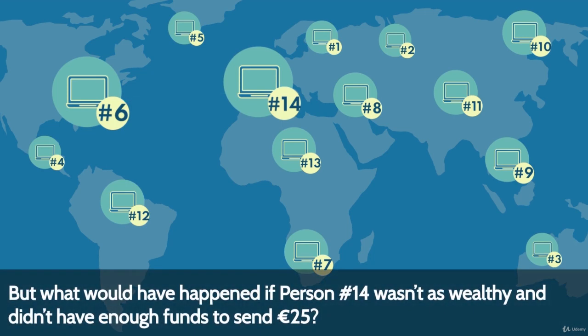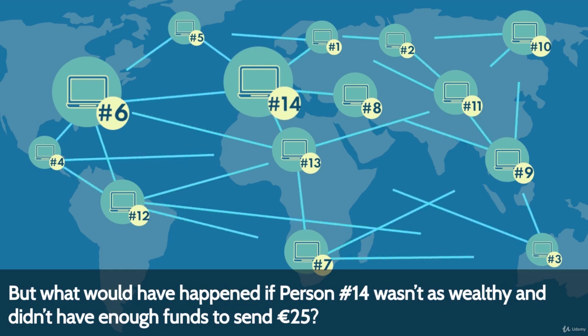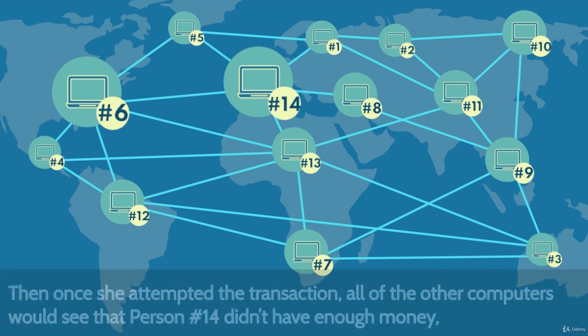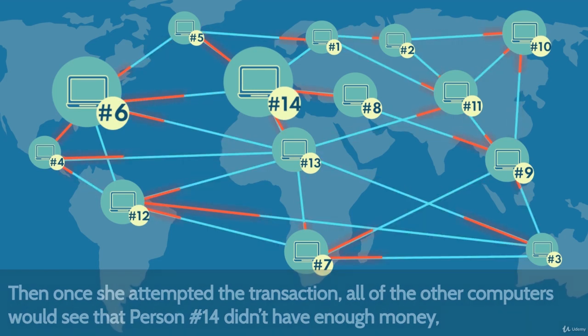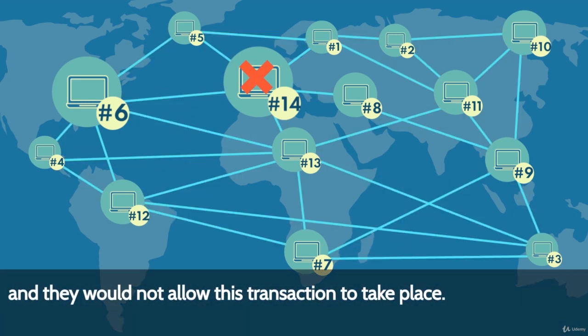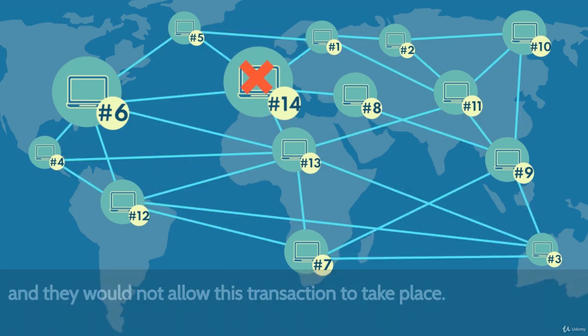But what would have happened if person 14 wasn't as wealthy and didn't have enough funds to send 25 euros? Then once she attempted the transaction, all of the computers would see that person 14 did not have enough money, and they would not allow this transaction to take place.